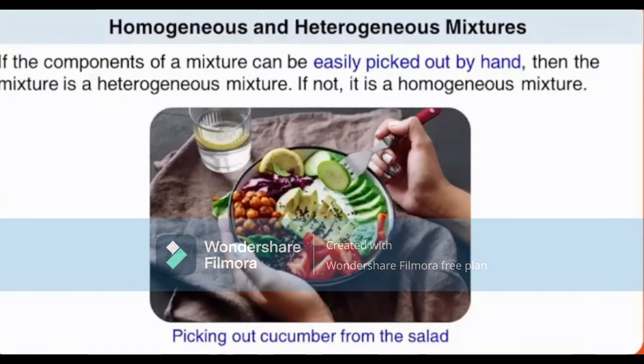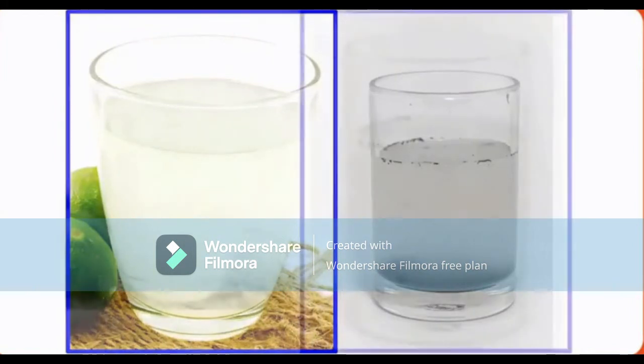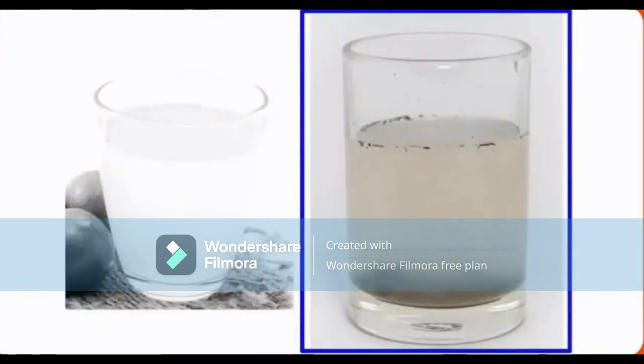There is no visible boundary of separation between the components of a homogeneous mixture. For example, though lemon juice is a mixture of lemon and water, they cannot be seen separately, and all that can be seen is the lime juice. There is a visible boundary of separation between the components of a heterogeneous mixture. In the muddy water, you can distinctly see both the water and the solid mud particles.